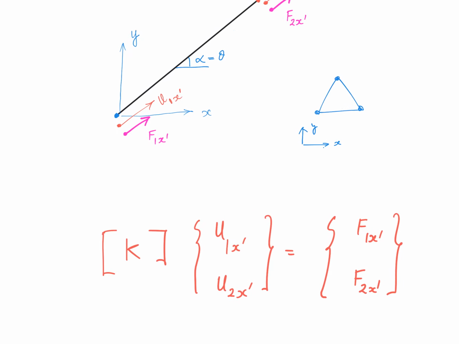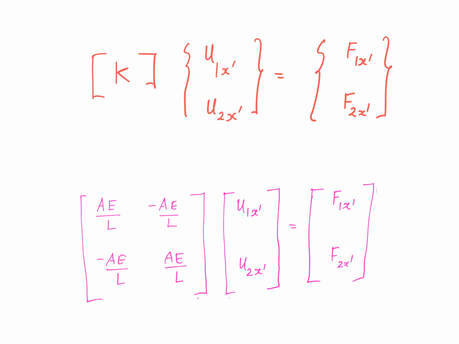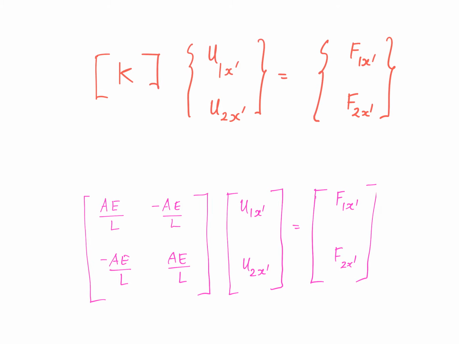And in the local coordinate system, the stiffness matrix of a bar element is pretty straightforward. So this is the displacement of this node along the axis of the bar element. This is the displacement along the same direction but at node 2. These are the external forces again acting at the same node along that direction, along the axis of the bar. And in the last video we saw this is how the stiffness matrix looks like. But we are interested in something else.